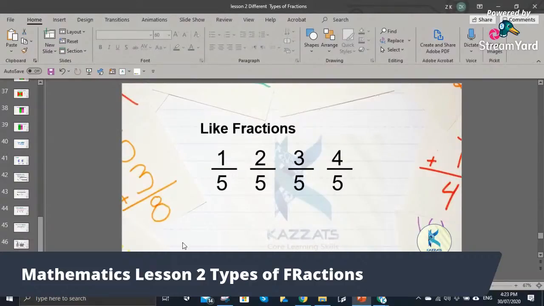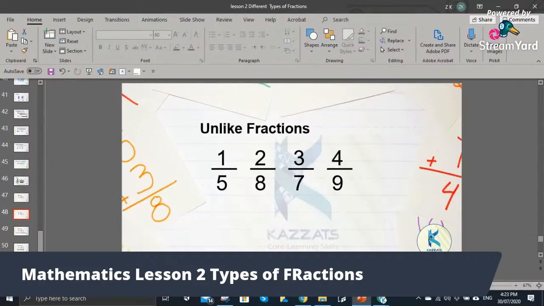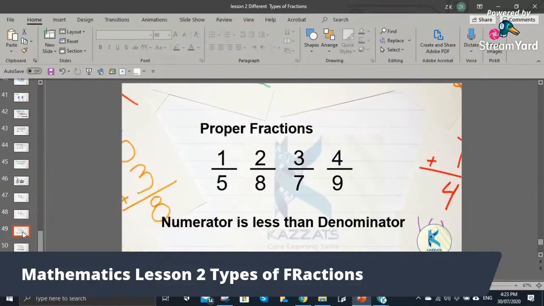Like fractions are fractions which have all the denominators the same. Then we have unlike fractions. That means all the denominators are different. We have another term, proper fractions, which is very easy to identify. When the numerator is less than the denominator, then it is called a proper fraction.